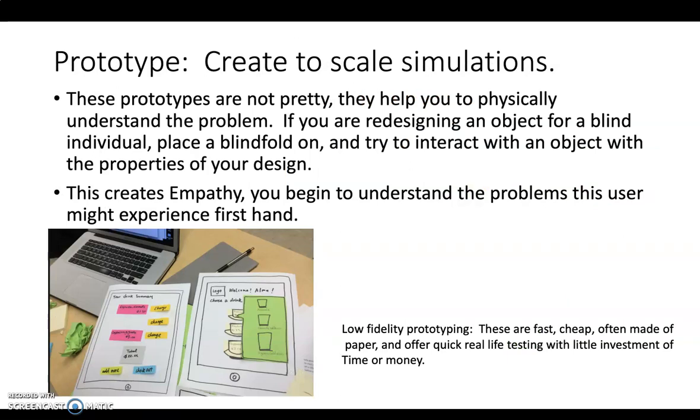Prototyping. This principle can be used both to create a better design and photograph the design for your assignment. There are 2 types of prototypes you could think about using. Both create a scale simulation of your product. These prototypes are not pretty. They help you to physically understand your problem. If you're redesigning an object for a blind individual, place a blindfold on and try to interact with your object. This creates empathy. You begin to understand the problems this user might experience firsthand.